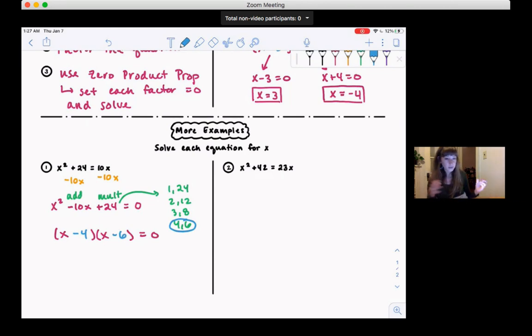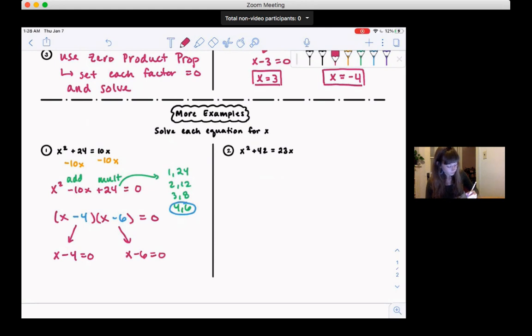All right, so we've done steps 1 and 2. We got everything on one side and we factored. So now the next step and our last step is to use the zero product property. We have two things being multiplied to equal 0, so that means one of them has to be 0. That's the only way this can happen. So there's two possibilities. Either x minus 4 is equal to 0, or x minus 6 is equal to 0.